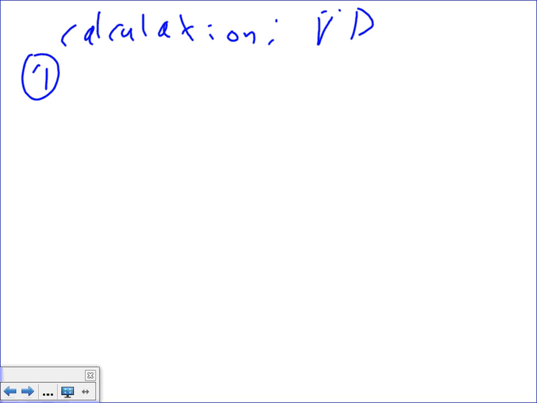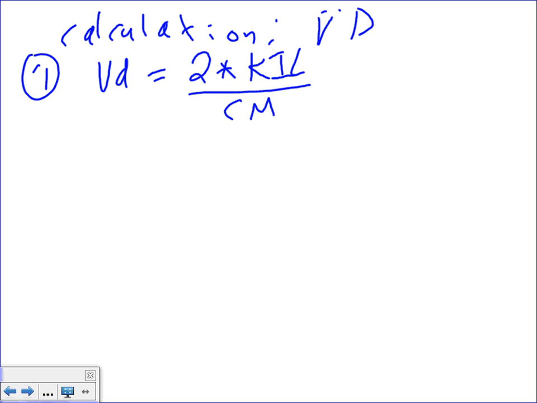The formula that we're going to use is voltage drop equals 2 times K times I times L over circular mil. That's how I always remember it: 2 kill over circular mil. That equals VD. We don't kill over anything, man, but just for remembrance.